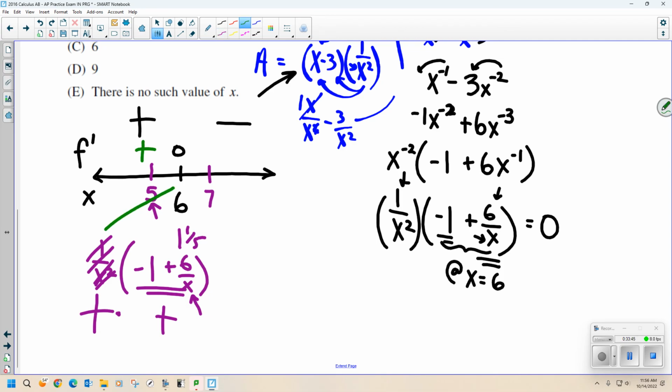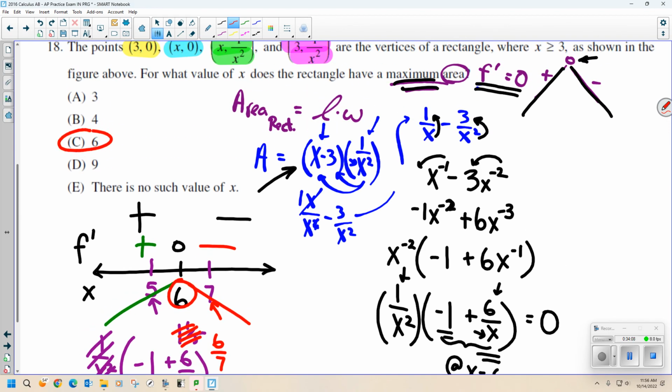Positive slope here. Let's throw a 7 in now. If I throw a 7 in for this x, that will be 6/7. Literally, it's less than 1. If I have a negative 1 and I add 6/7 to it, I'll have a negative 1/7. A positive times a negative gives me a negative. Good. The maximum occurs at x equals 6.